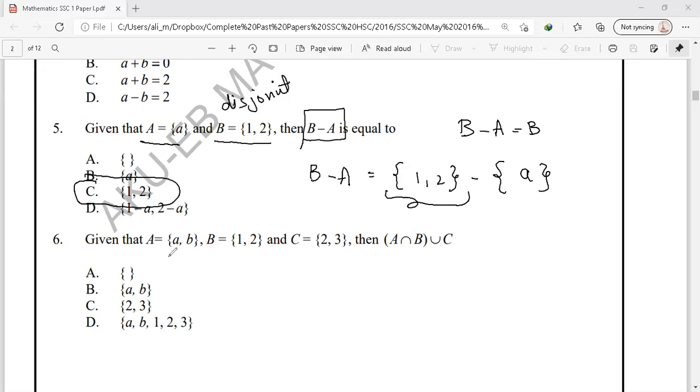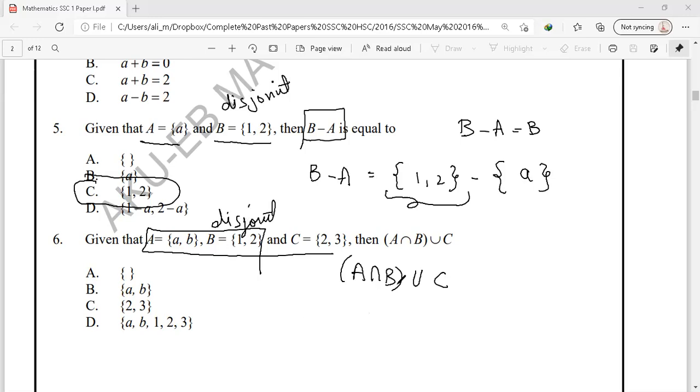Let's see question number 6, in which we have three sets A, B, and C. We have to find this operation: A intersection B, and the result would be union with C. As we can see, set A and set B are disjoint sets, and for disjoint sets we have to find the intersection.